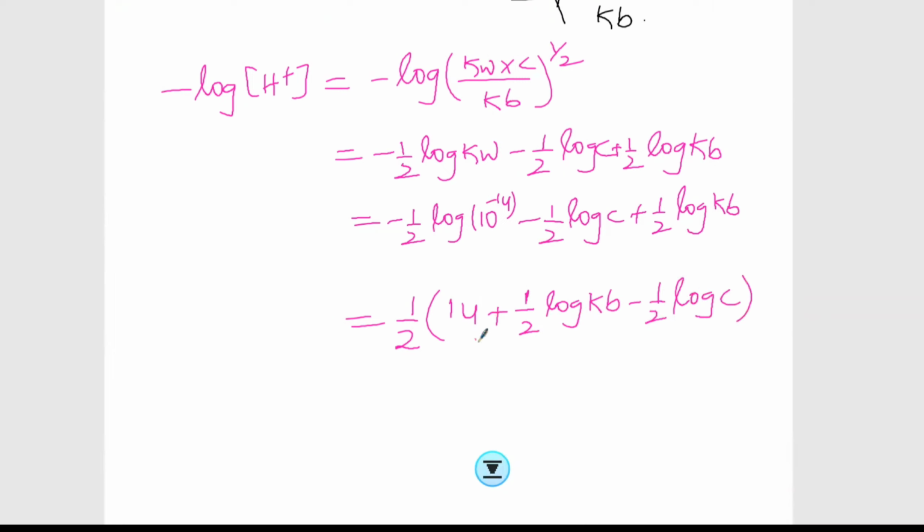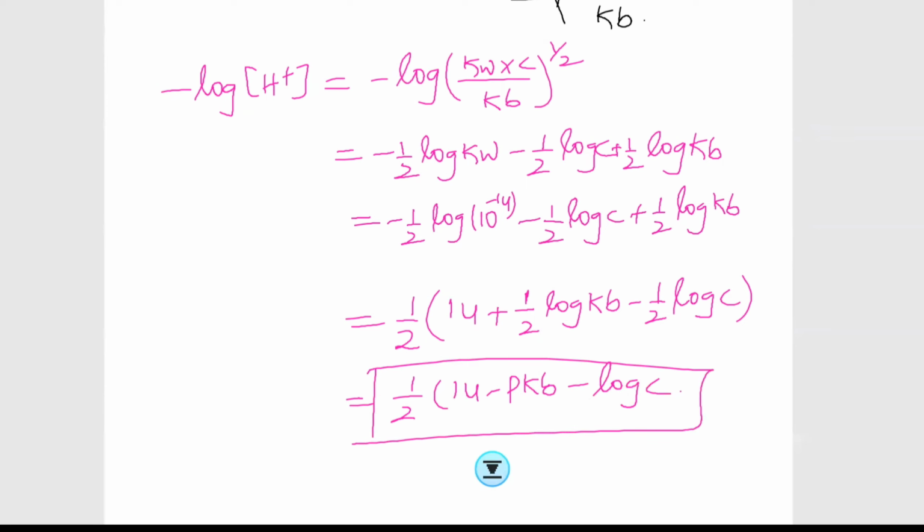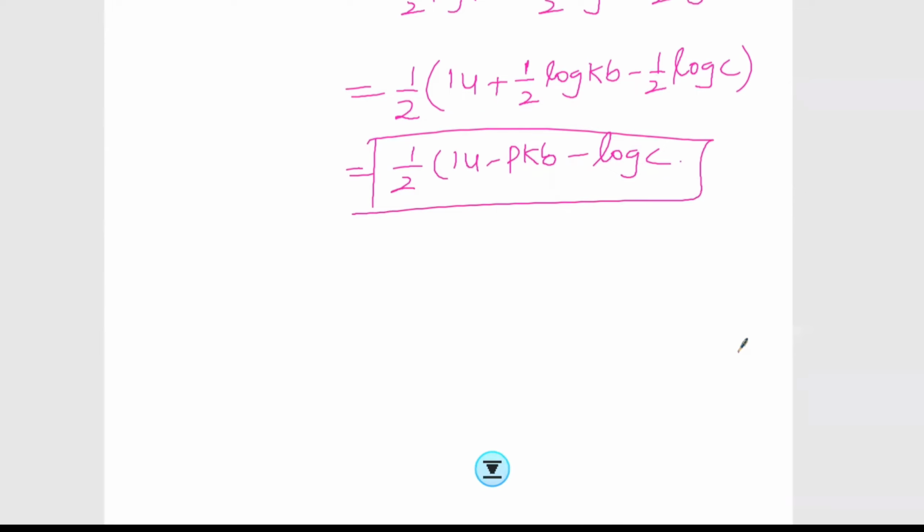So this 1 by 2 log KB is what? I can write this as PKB, right? So the anti-logarithm of KB is PKB. Here it is plus, so I can write this as minus, right? 14 minus PKB minus 1 by 2 log C. Sorry, don't include my 1 by 2 here again, because we have already taken it common. Okay, log C. This is the expression: 1 by 2, 14 minus PKB minus log C.